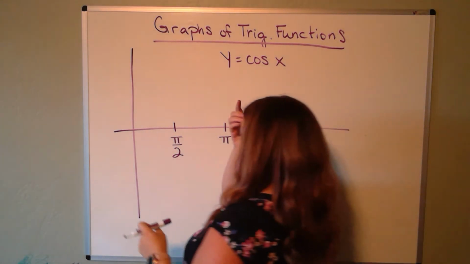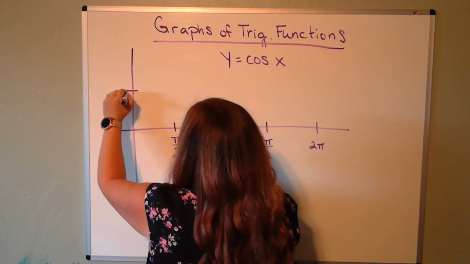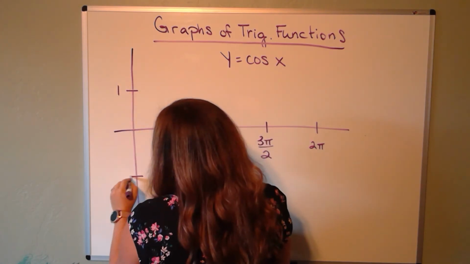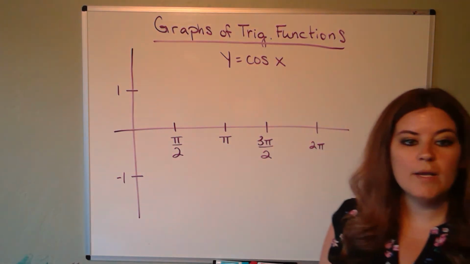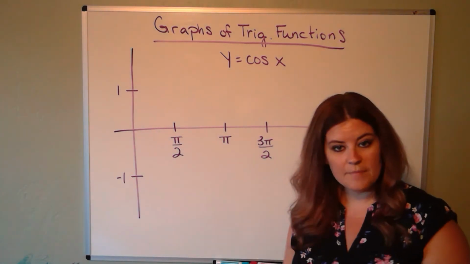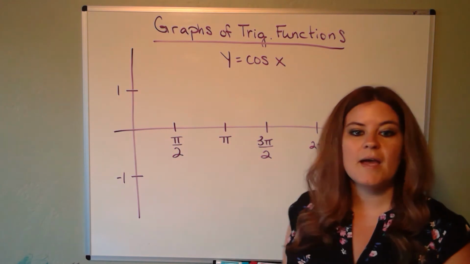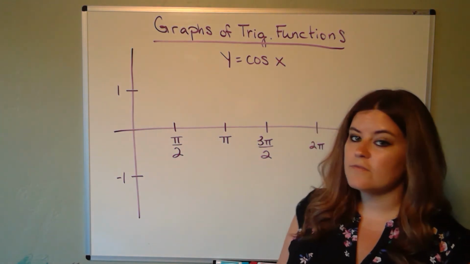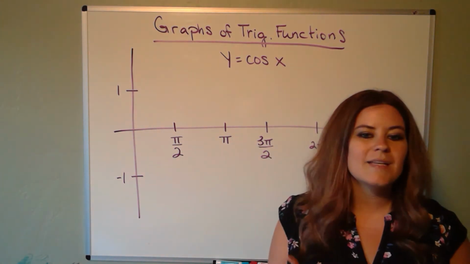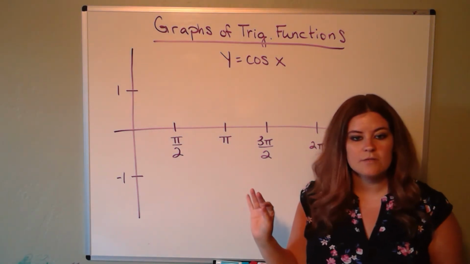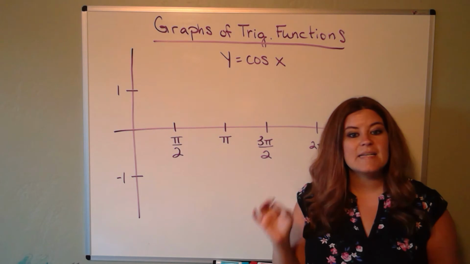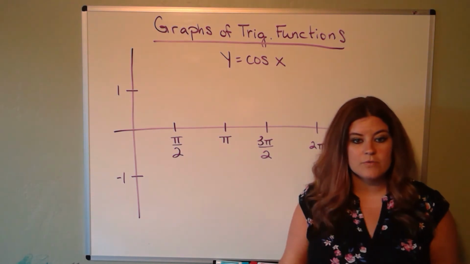All right, so on our y-axis, I'm going to go ahead and put in the 1 and the negative 1 because I happen to know those are going to be high and low points for cosine just like they are for sine. We're going to hit them at different places. So remember, when you're looking at your unit circle for these values, cosine is the x value of those coordinates.